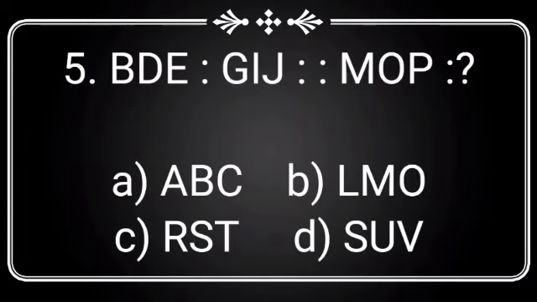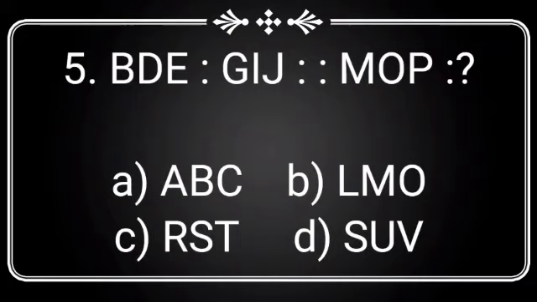Fifth question. B, D, E, G, I, J, M, O, P and question mark. Here are four options: A, B, C; L, M, O; S, T; S, U, V. Now we want to think for ourselves. What is the relationship between the letters? First, B, D, E, G, I, J. Here one letter is missing in the given letters. B, C, D, E: here C is missing. As the same, G, H, I: H is missing here.